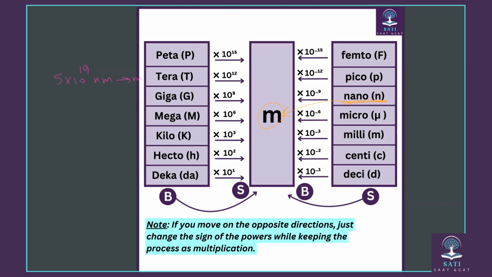And I'm changing into the main unit. So what I do now is multiply by 10 to the power of negative 9. So it's going to be 5 times 10 to the power of 19 times 10 to the power of negative 9. When I multiply, I just add the exponents: 19 and negative 9 gives 10. Then you write meter. So 5 times 10 to the power of 19 nanometer equals 5 times 10 to the power of 10 meter. I hope it's clear now, and you have examples to solve and practice on. Thank you. Goodbye.